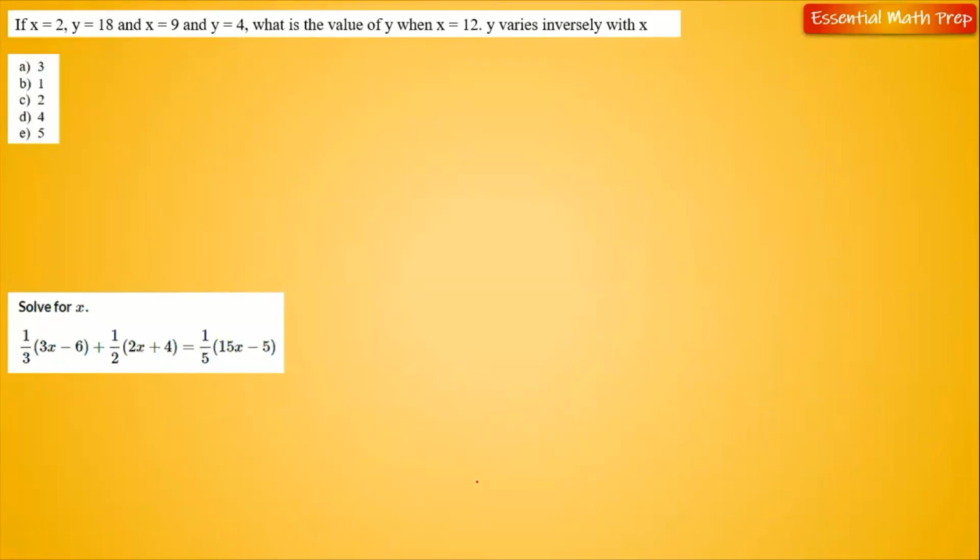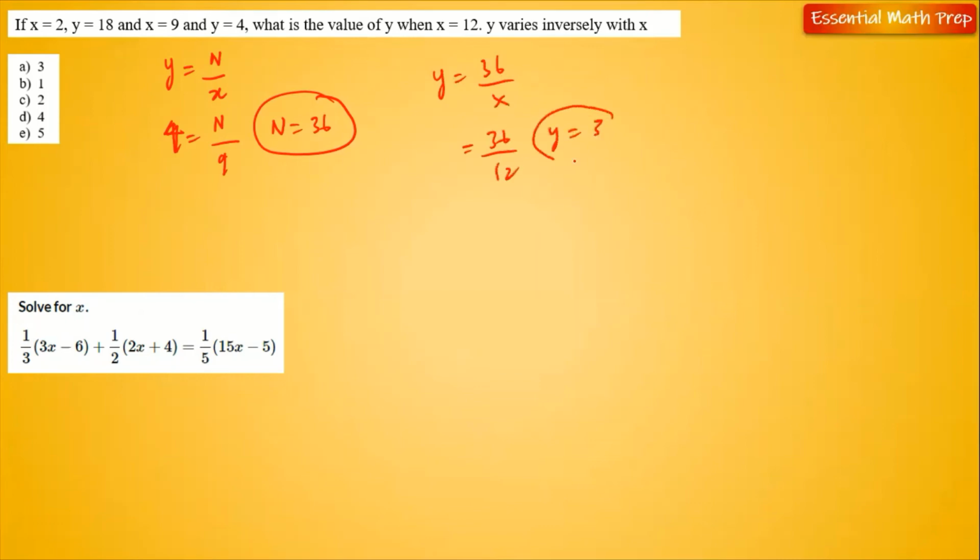Okay. If x equals 2, y equals 18, and x equals 9, y equals 4, what's the value of y when x equals 12? Y varies inversely with x. We've done just a similar problem now. Y equals n over x. You can pick one set of values, okay? You don't have to use both. So let's pick this one. So y equals 4 when x equals 9. So n equals 36. So y equals 36 over x. So 36 over 12, y equals 3.